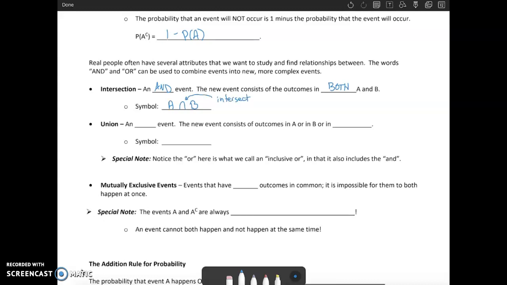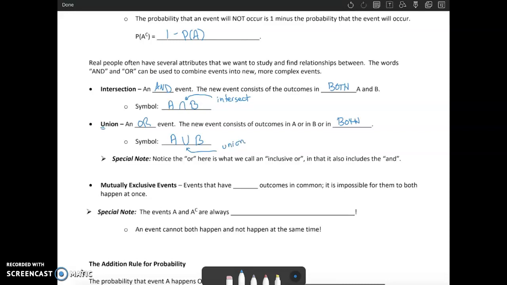And then there is the union, which is an OR event. This is a new event consisting of outcomes in A, or in B, or in both. The symbol for this is A, then an uppercase looking U, then B. I can remember that because this looks like a U. This is called the union.